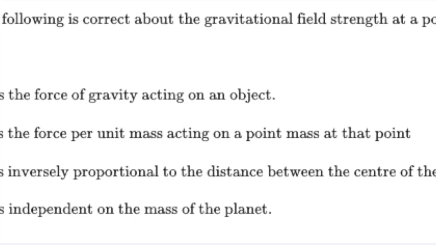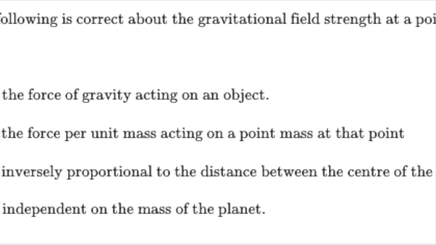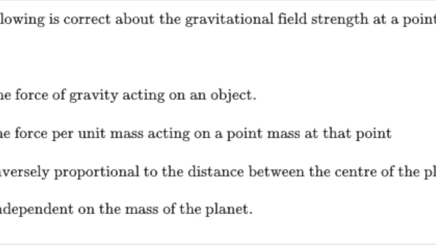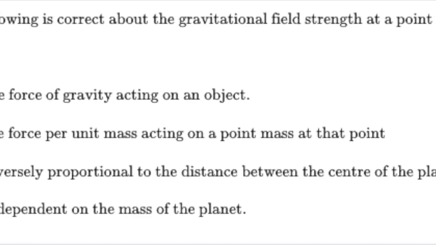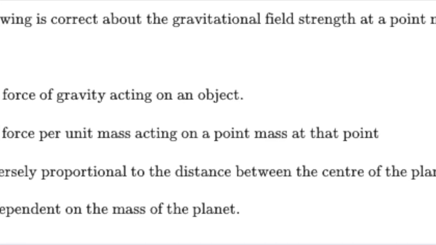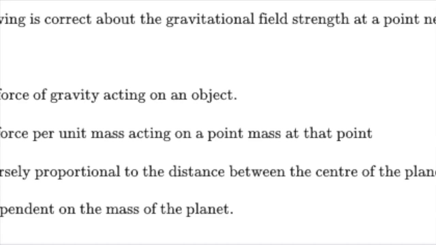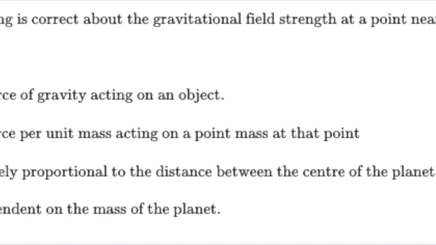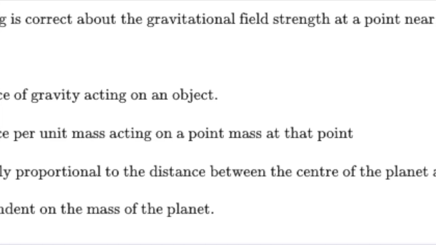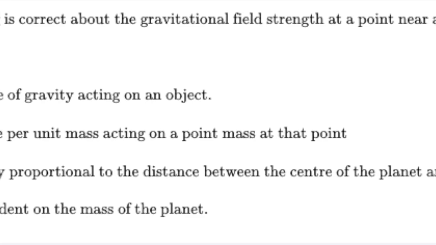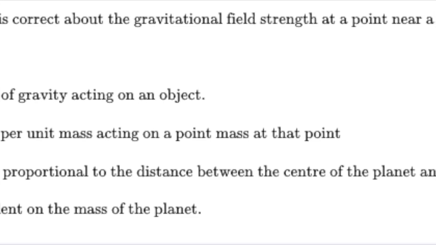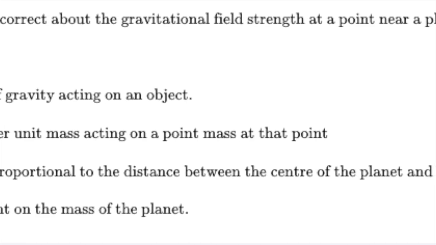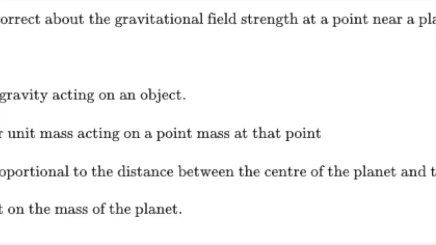So option C says it is inversely proportional to the distance between the center of the planet and that point. So what option C is saying is that gravitational field strength is inversely proportional to the radius of the planet plus the distance from the surface to the point. And this says that gravitational field strength is inversely proportional to that distance squared. So right now this doesn't seem very credible, because what we're hearing here is that gravity is inversely proportional to the distance between the 2 points.